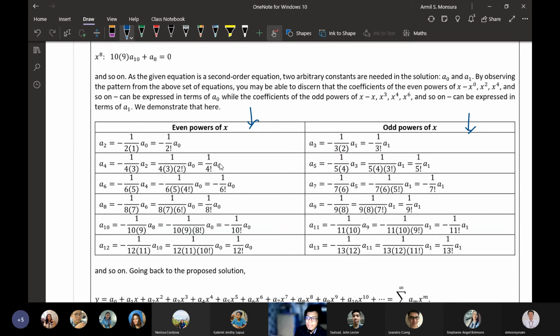Okay? So which means, lahat ng coefficients na based on even powers of x, i-express natin in terms of A0. And lahat ng coefficients in terms of odd powers of x, okay, i-express natin in terms ng A1. So, gusto ko kayo na mag-figure out nito kung paano ko siya nakuha galing doon. Please try to figure that out.